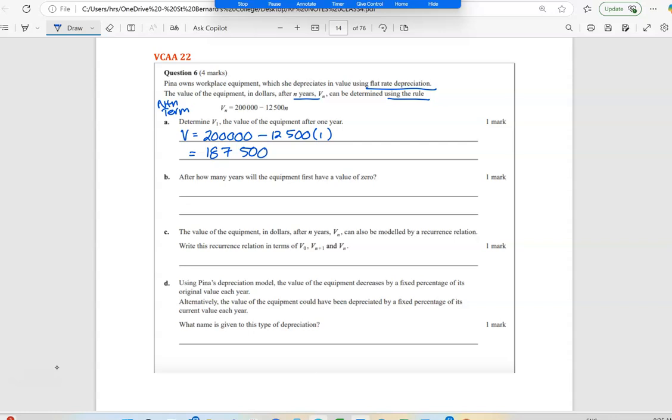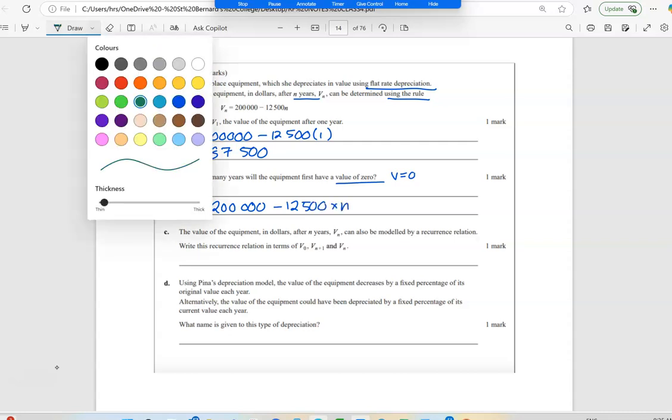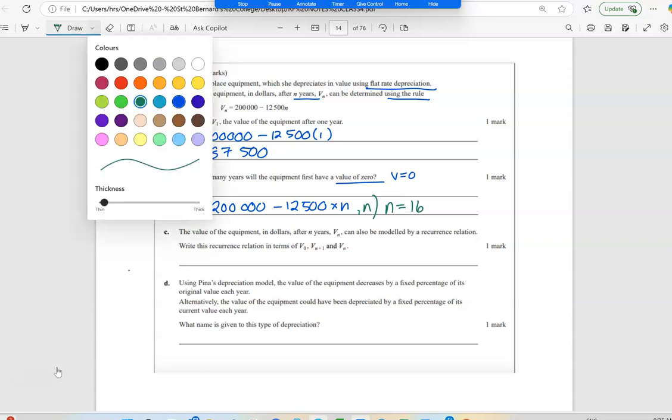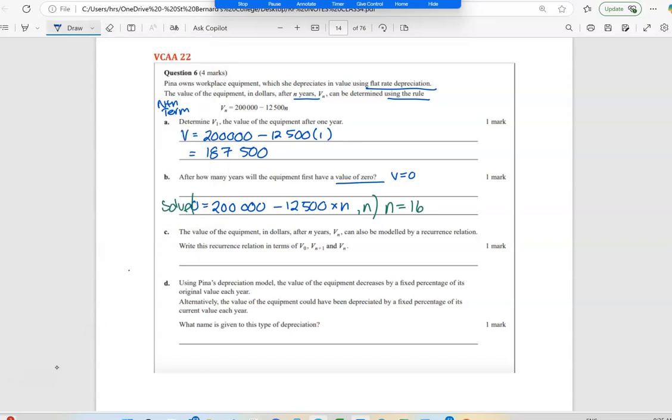After how many years will the equipment have the value of 0? So value equals 0. So this is where we could use solve. Because we want it to be 0. So I could use solve here, comma n, and we end up with 16. So you better answer the question. It says after how many years. So it's all right as long as you say, you don't have to say after 16 years, but you do need to either box that answer, like so, to say that it's 16.